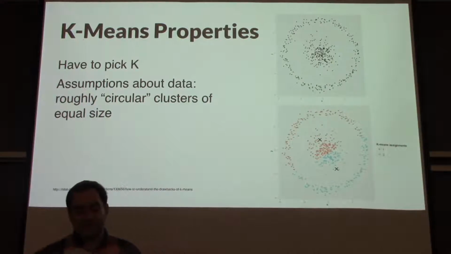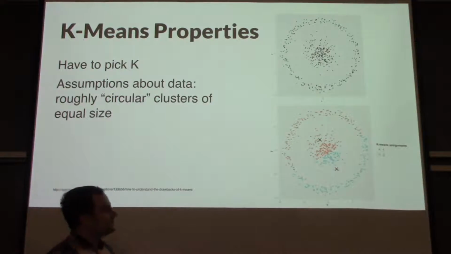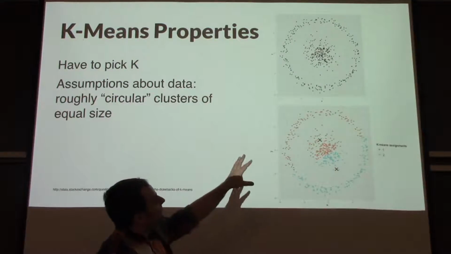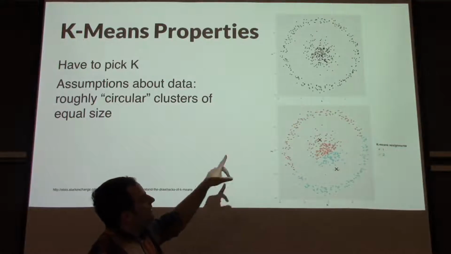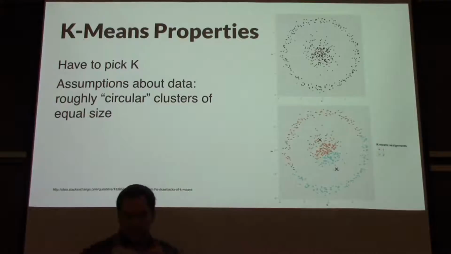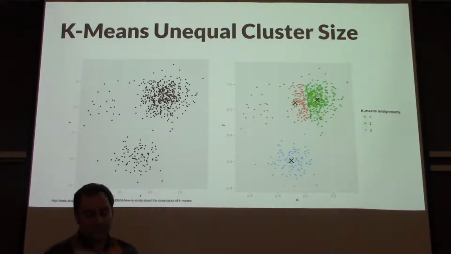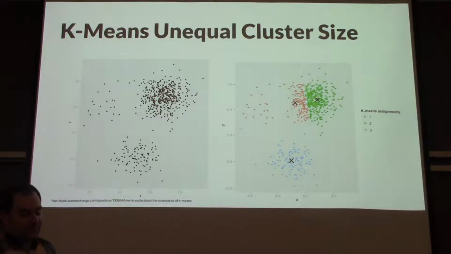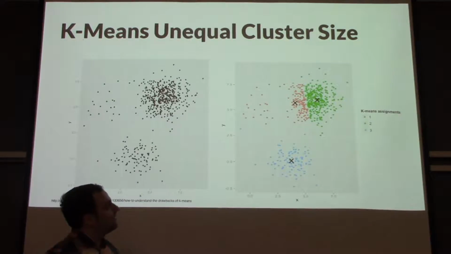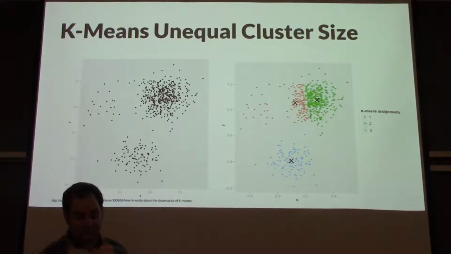k-means has the assumption that the clusters have roughly equal size and that they're roughly circular. So in this case, it's clear that we have an outer ring and an inner center, but k-means actually partitions it into two circles. The same here, so this would be something where you might guess that k-means does a decent job, but in fact it does not, because the size of the clusters is quite a bit different.